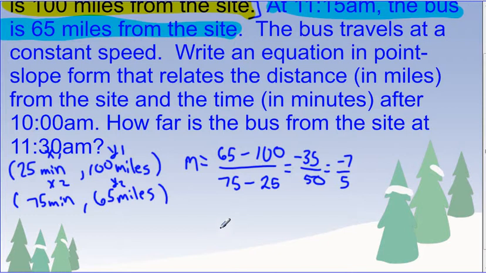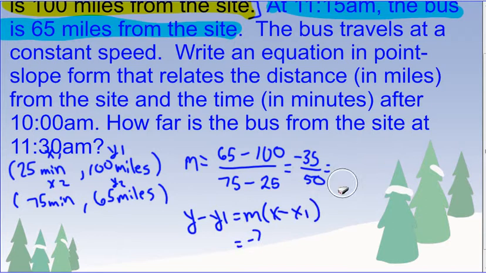But we really don't need the slope for much. We need the slope to be able to write it into our equation. So think about the equation: y minus y1 equals m times x minus x1. This slope, I'm sorry, my brain's dumb. Negative 5 over 7. I had it upside down.